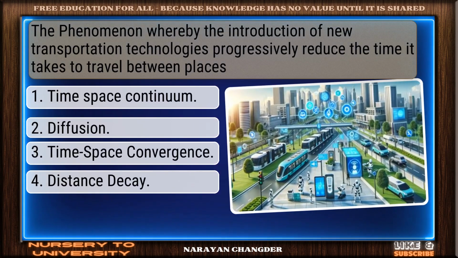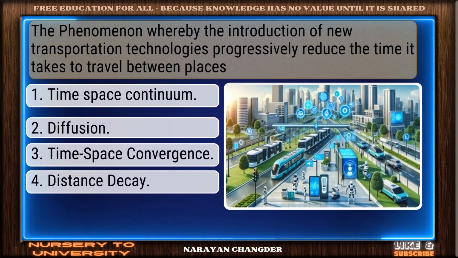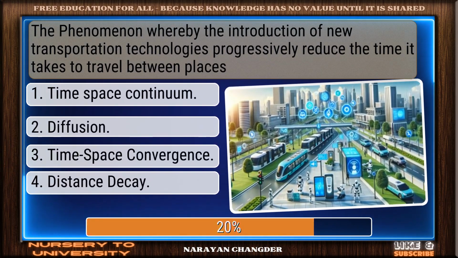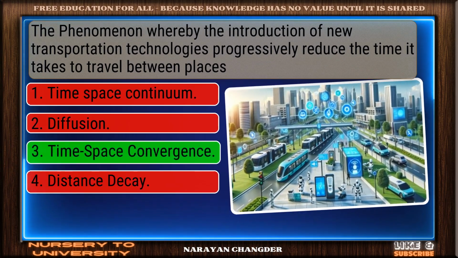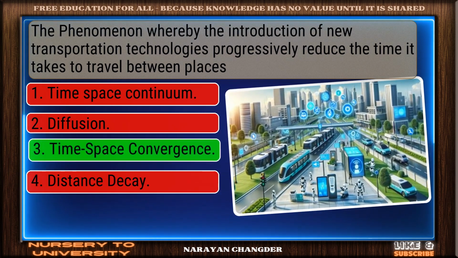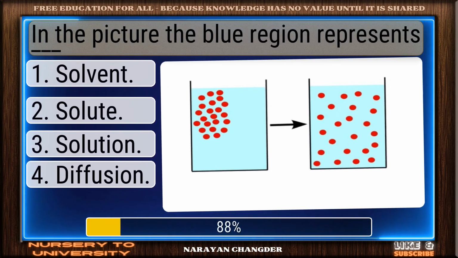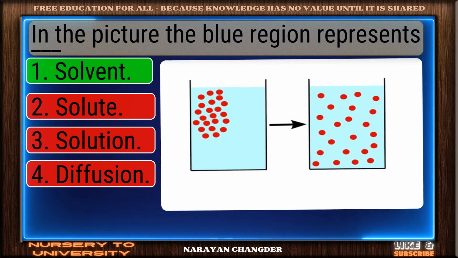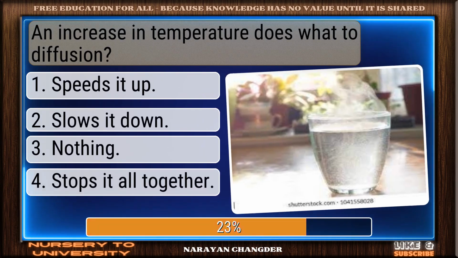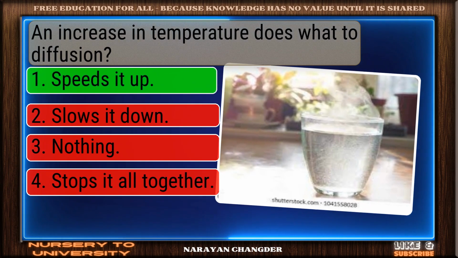The phenomenon whereby the introduction of new transportation technologies progressively reduces the time it takes to travel between places. Smart move. Time-space convergence is an accurate answer. In the picture, the blue region represents dash. Excellent. Solvent is a brilliant choice. An increase in temperature does what to diffusion? Well reasoned. Speeds it up is the correct choice.